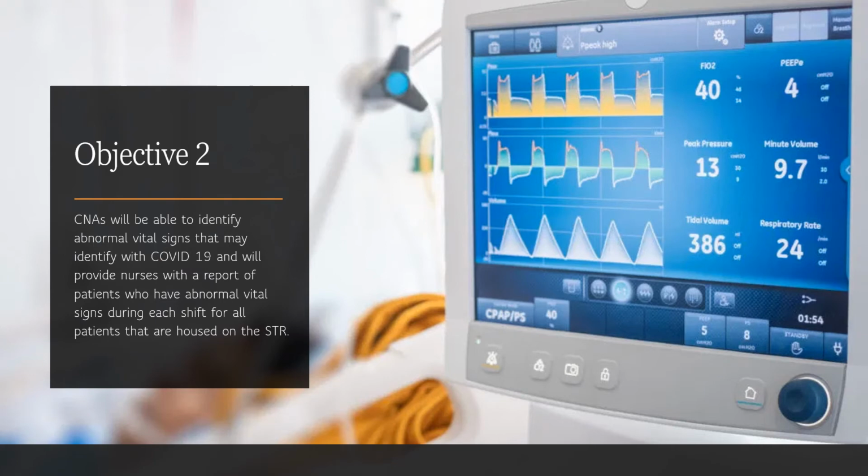Moving along, objective number 2: our CNAs will be able to identify abnormal vital signs that may be associated with COVID-19, and will provide nurses with a report of the patients who have these abnormal vital signs. So what does that look like?